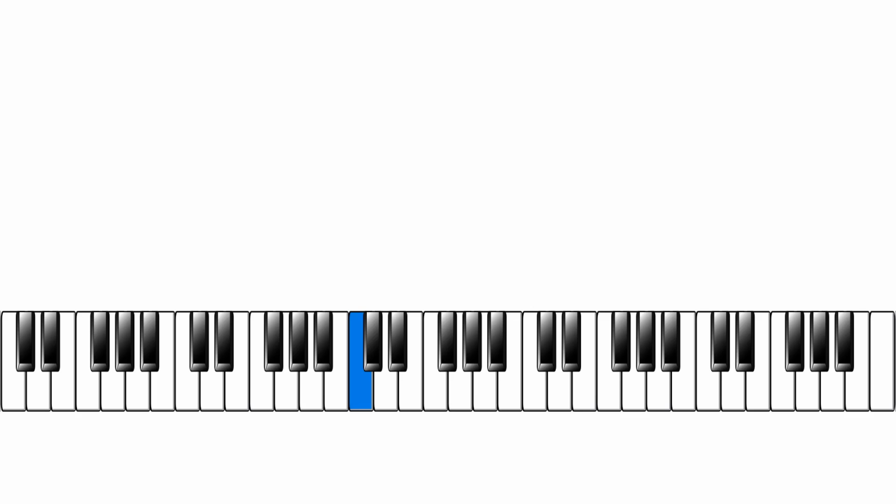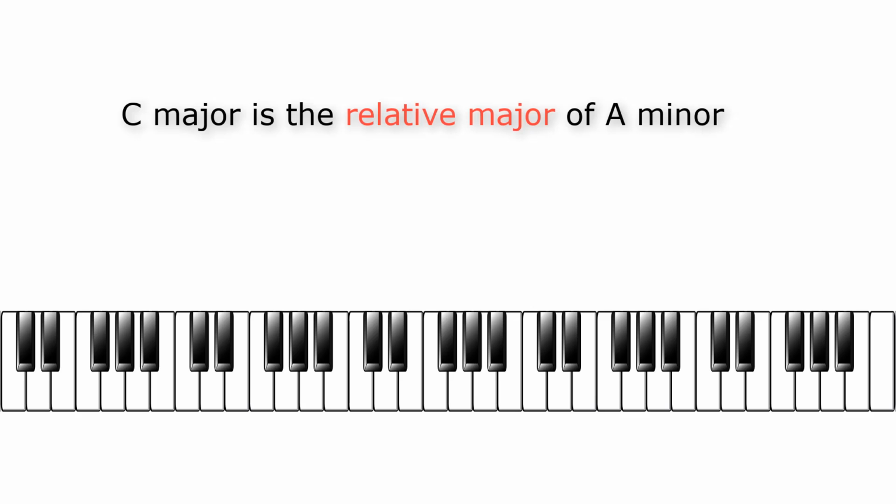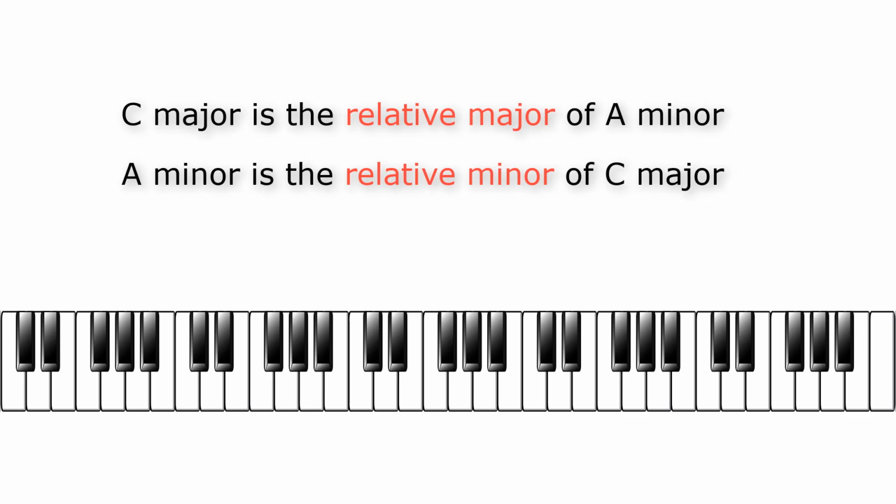C and A are exactly a minor third away from each other. How can you see that? Well, from A, go up 1, 2, 3 half tones, and 3 half tones is, as you know, a minor third. This means that you can derive a natural minor scale from a major scale. We call a natural minor scale and a major scale that have exactly the same notes relative minor and relative major scales. So, for example, C major is the relative major of A minor, and A minor is the relative minor of C major.